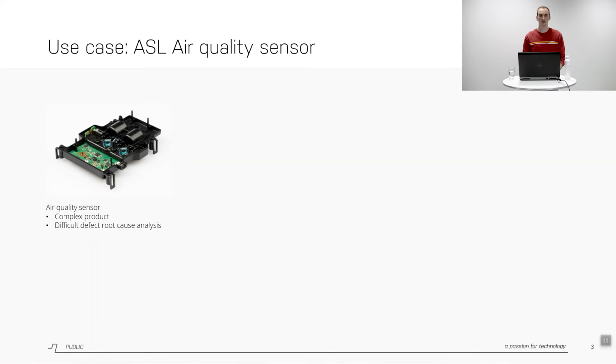The use case we took for the project is about the air quality sensor, which is produced in-house here at ProDive Technologies. It's quite a complex product. It has very high accuracies, and therefore it's quite difficult to manufacture. This also has as a result that the root cause analysis is quite difficult because there are quite some high accuracy processes involved, and therefore investigation by hand is quite time consuming.